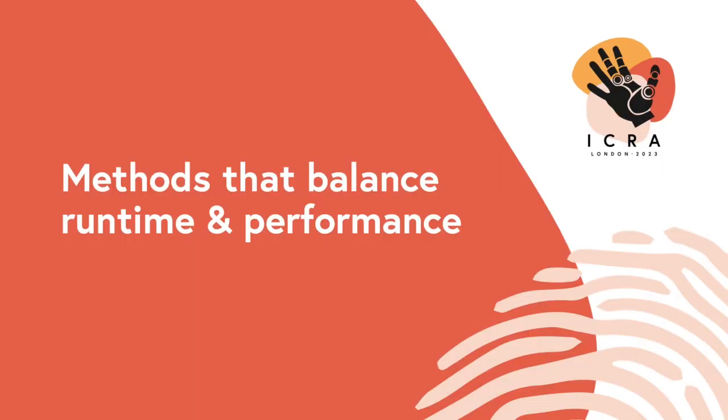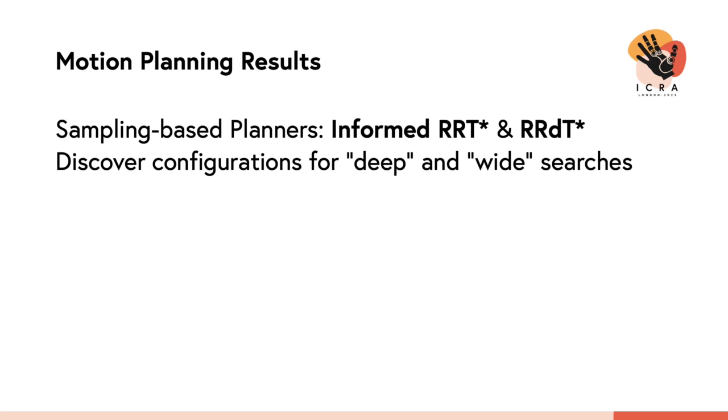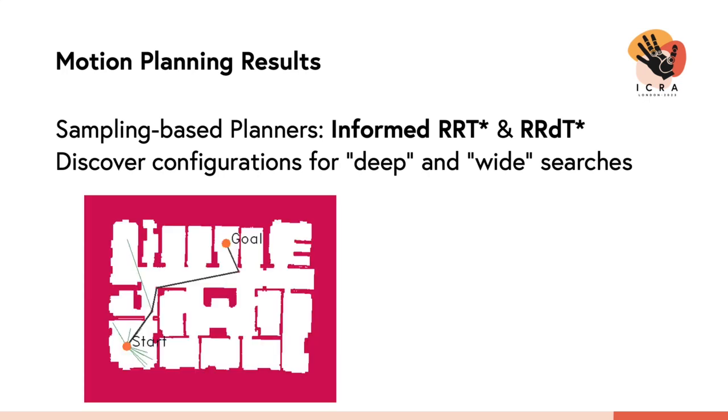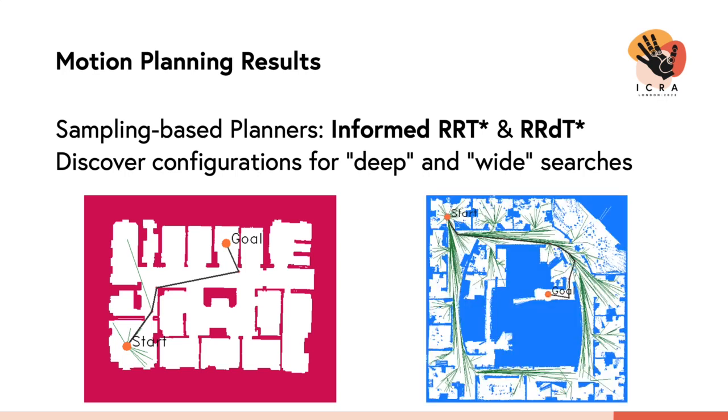While the stereo experiments focus solely on performance, some methods require balancing runtime and performance. In these cases, we optimize the geometric mean of runtime and performance. In the first example, we can optimize sampling-based planning algorithms like Informed RRT star. We typically find that we discover one configuration for clean scenes where goal heuristics are effective, and another for noisy environments that require wider search.